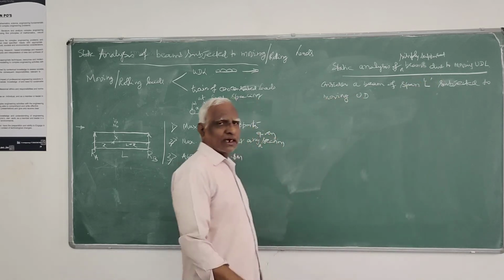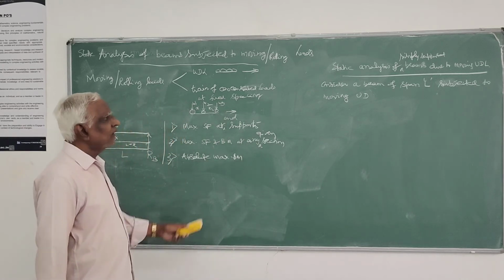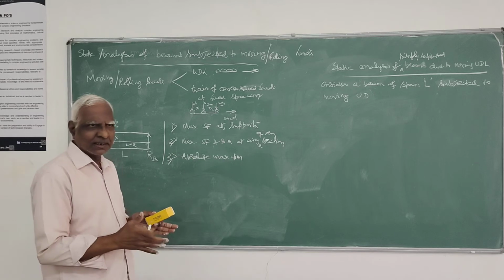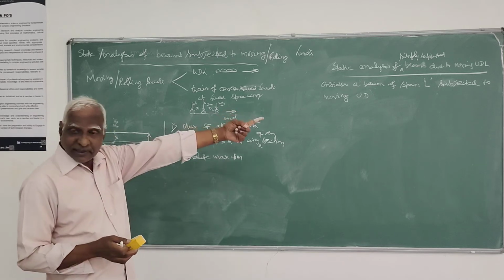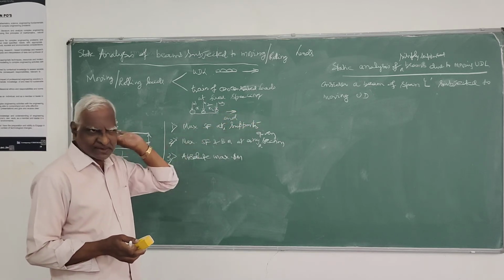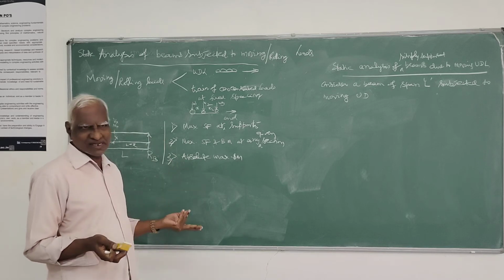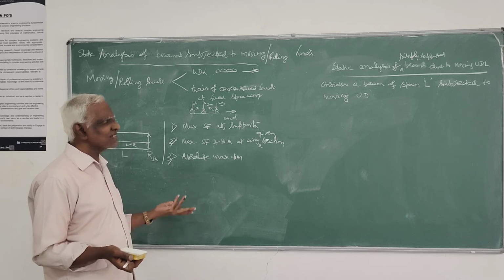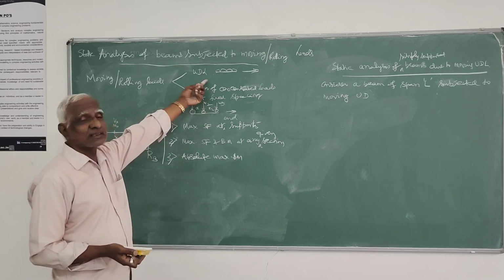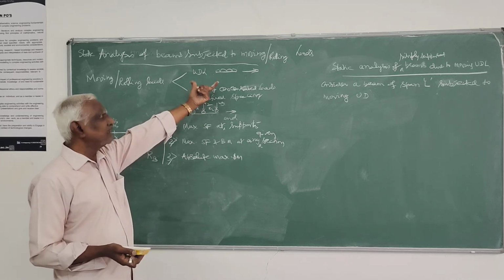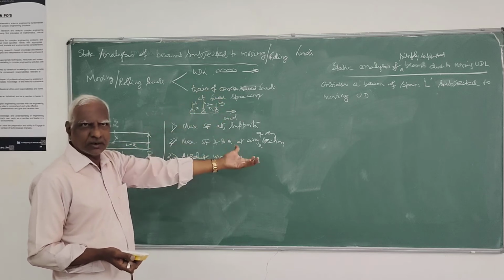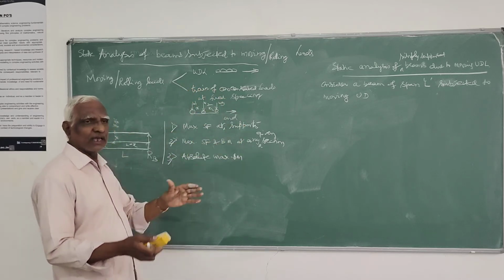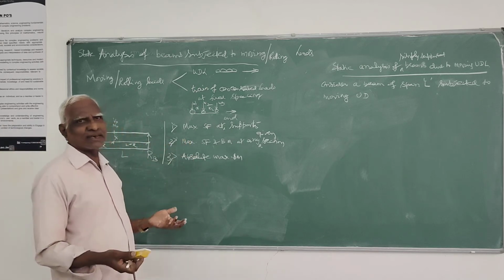Here, there are two cases again. The moving UDL will have a certain length. That length may be greater than the span of the beam itself, or it may be less. So these two cases you have to consider. That's obvious. The length of the UDL may be smaller than the length of the beam itself, or the length of the UDL may be greater than the span.